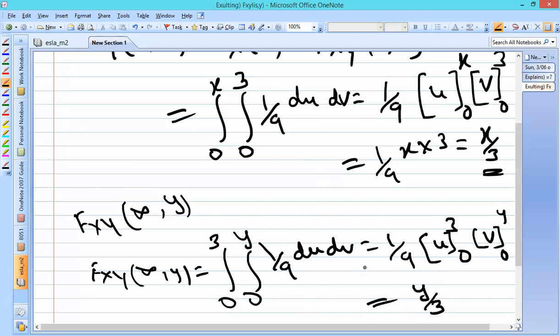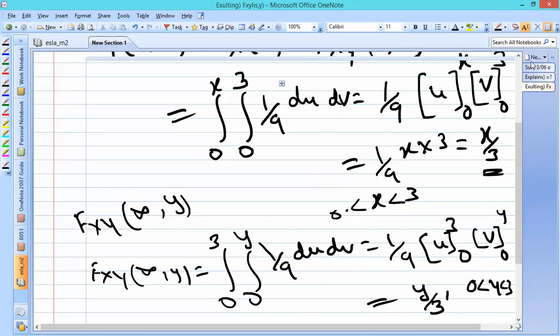And here in both the cases, you need to make the statement that here x will be lying between 0 to 3. So that you need to mention here. So here y will be lying between 0 to 3. So you have to show the limitation for that. So this is the fourth part.